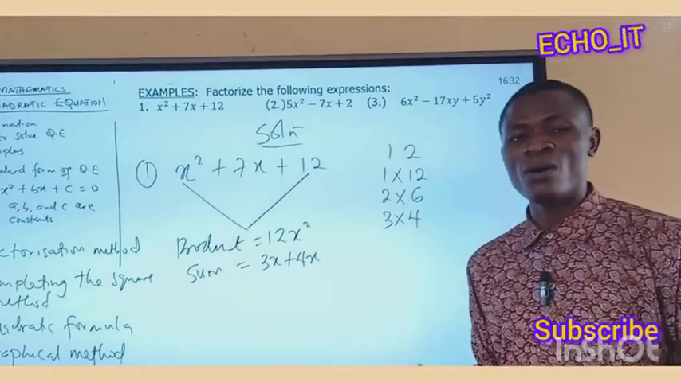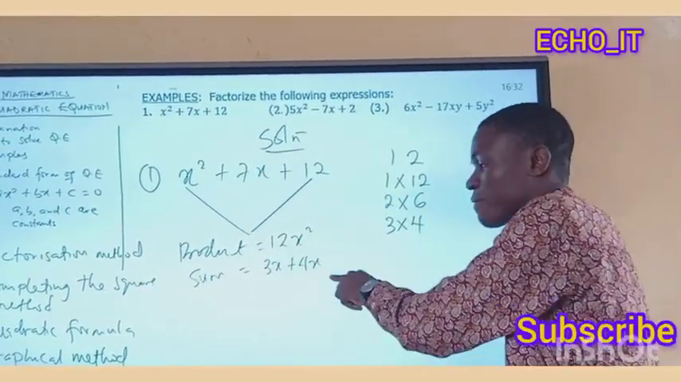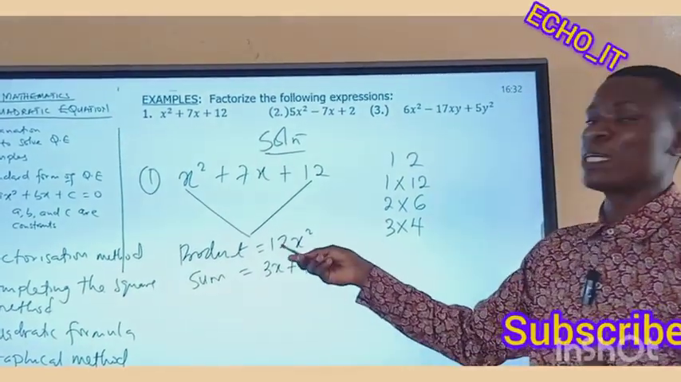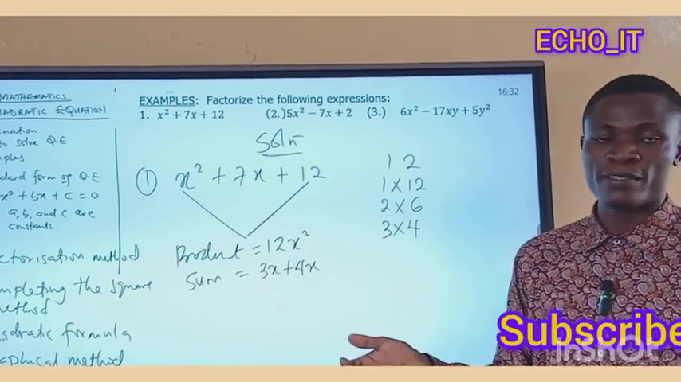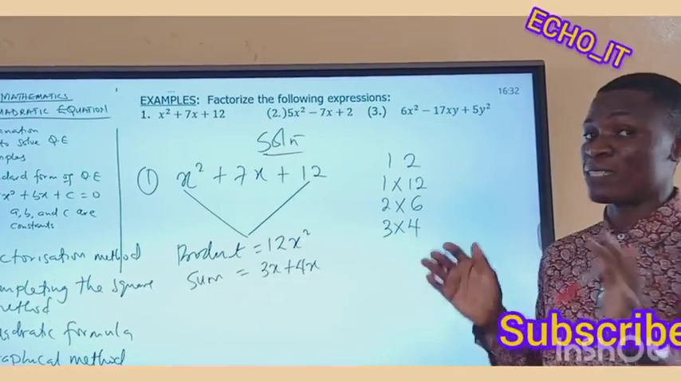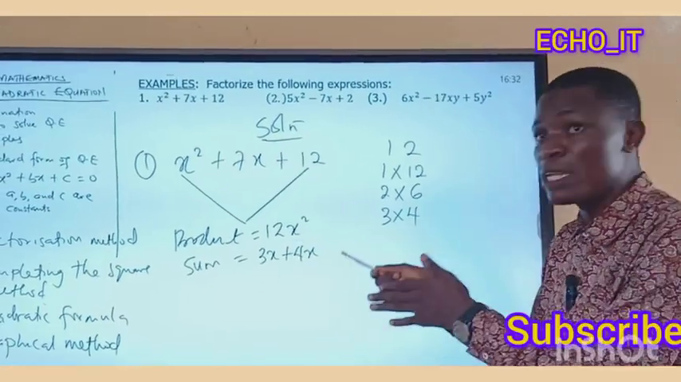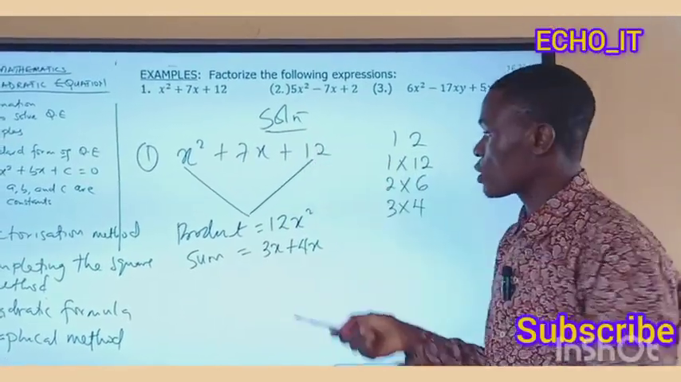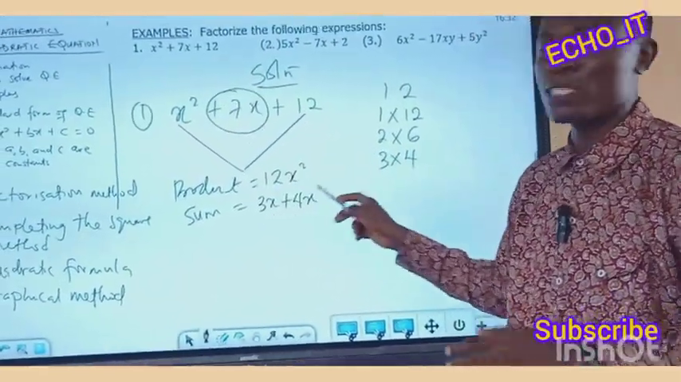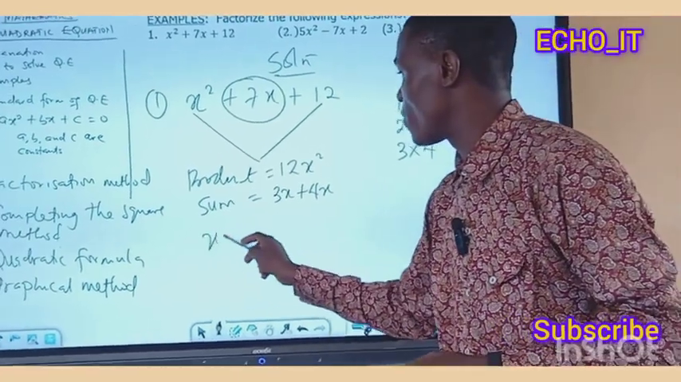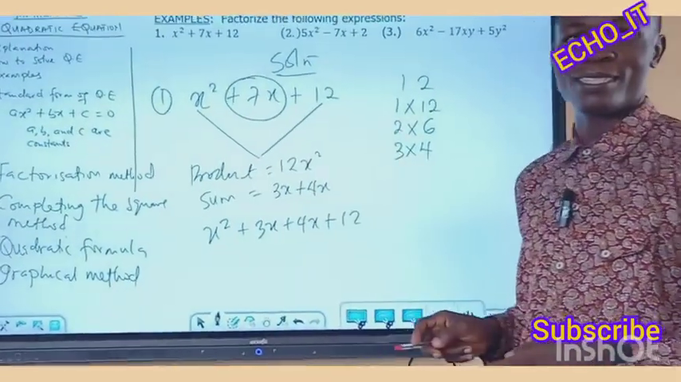Now we are satisfied with this, because if we multiply 3x times 4x, it will equally give us 12x squared. We did not use minus 3x minus 4x because it will give us minus 7x, and what we have here is plus 7x. This is the only condition that will satisfy this expression. So we replace plus 7x with these two terms. This will be x squared plus 3x plus 4x plus 12.